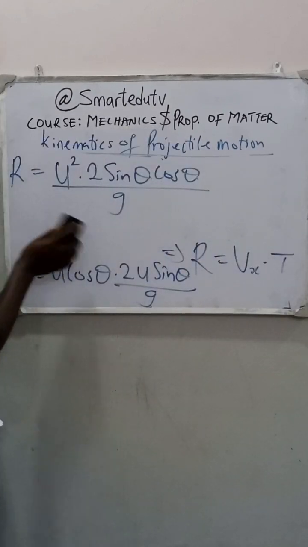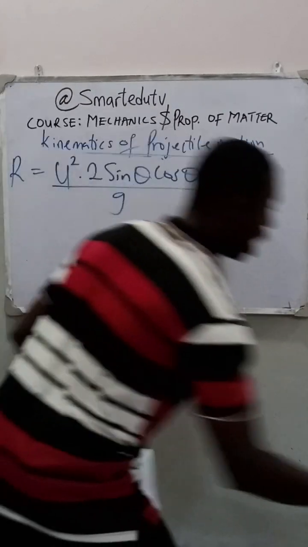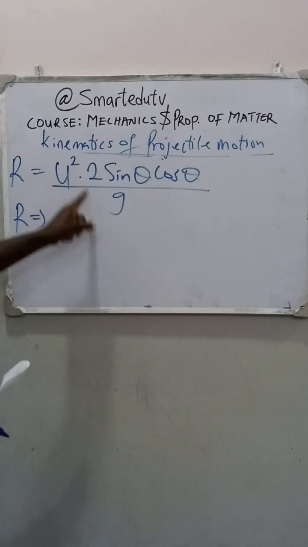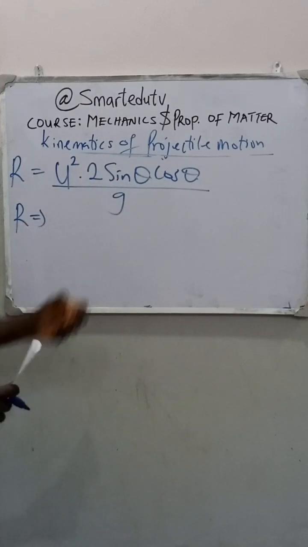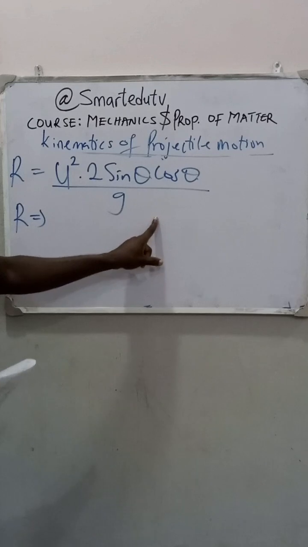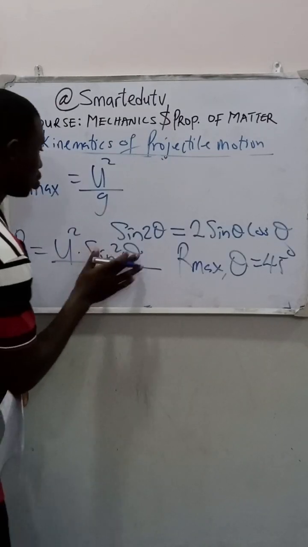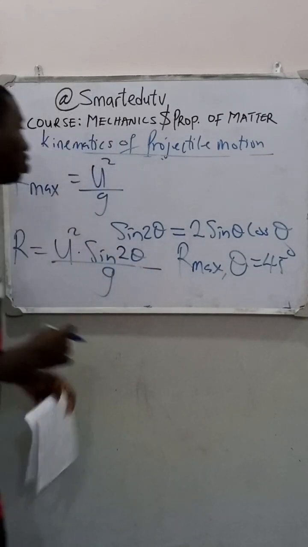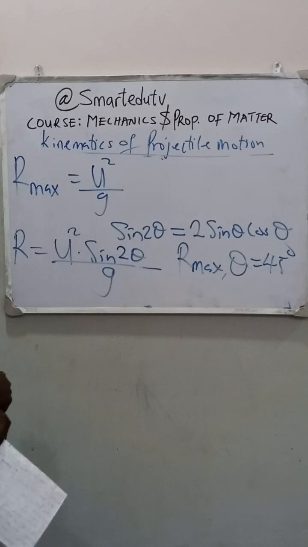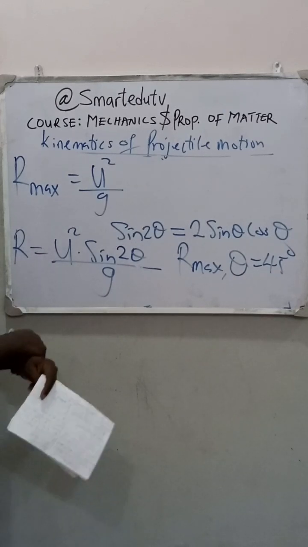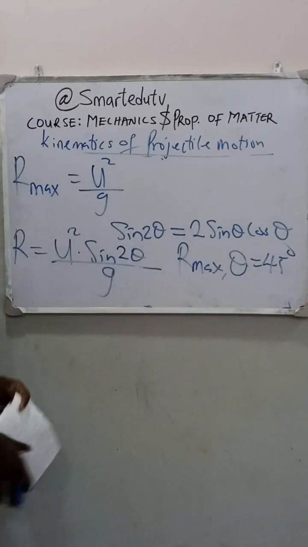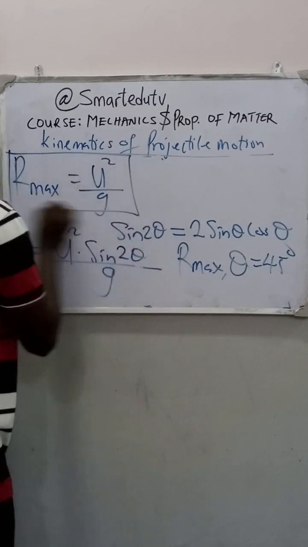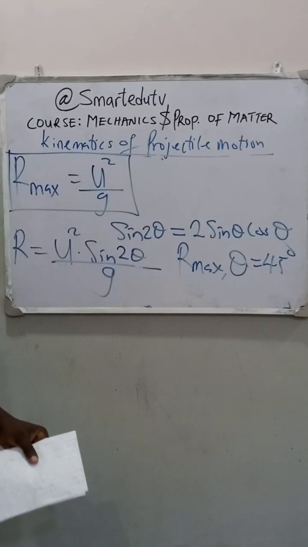So if I clean this, I'm going to have my range equal to u squared 2 sin theta cos theta over g. But according to trigonometry, sine 2 theta equals 2 sine theta cos theta. So R equals u squared sine 2 theta over g. At maximum range, when theta is 45 degrees, our R equals u squared over g. And this is the formula for obtaining the maximum range of an object that is undergoing a projectile motion.